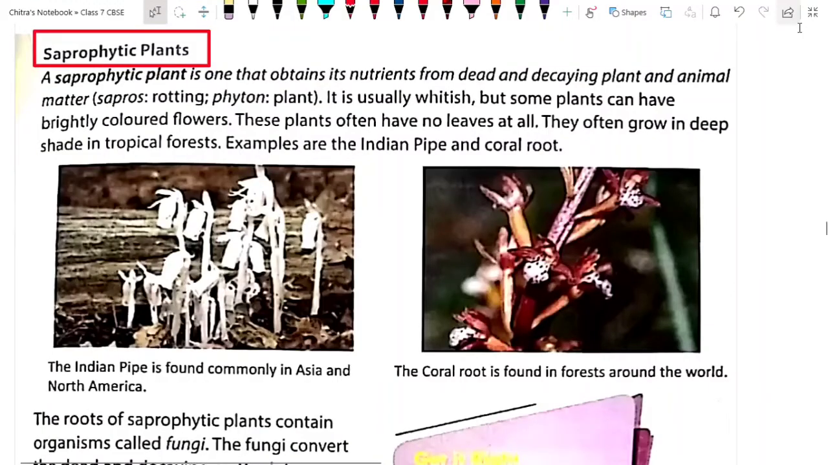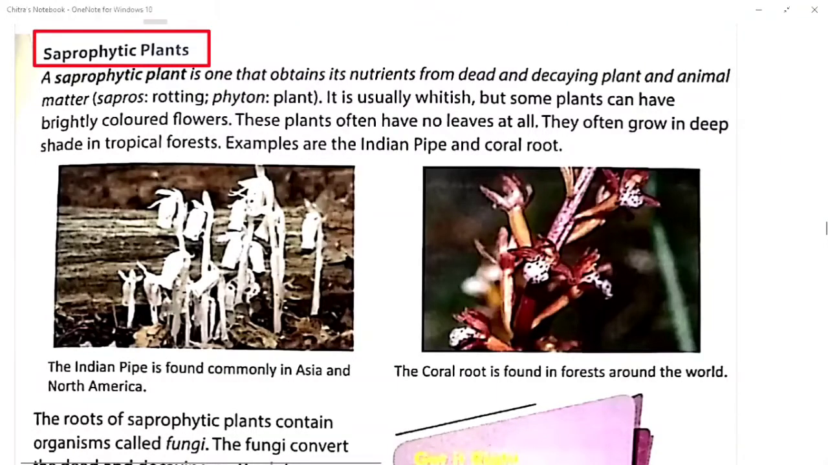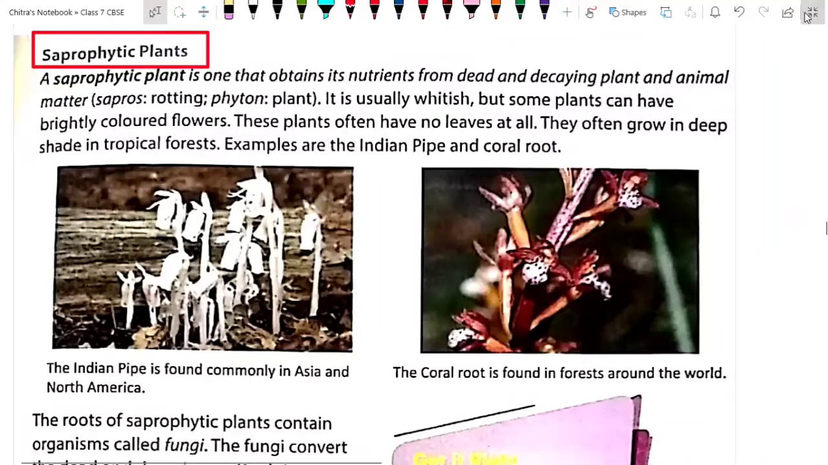Now we are going to discuss the next type of plant, which is the saprophytic plant. Just do remember, saprophytic plants are those that depend on the dead organic matter of plants or animals. So they depend on dead organic matter only. The saprophytic plant is one that obtains its nutrition from dead and decaying plant and animal matter. This is nothing but the organic matter of plants and animals. See, sapros means rotting and phyton means plant. That means those plants depend on the rotten, decaying, decomposing parts of plants and animals, and are called saprophytic plants.